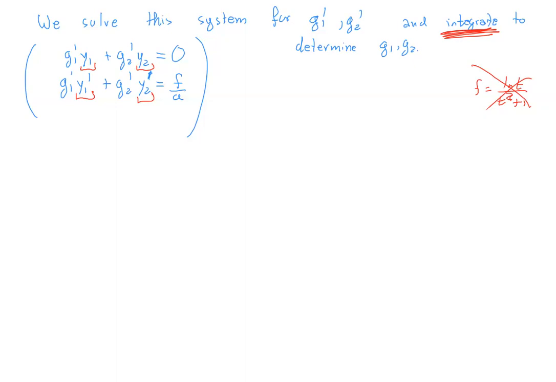So what am I suggesting? I'm suggesting that you remember this system. That's all you need to remember. Then you solve the system, you find G1 prime, G2 prime, you integrate G1 prime, G2 prime, and then you have your special solution. And we're going to do an example after our break. So let's take our break now, and we're going to answer questions when we come back.